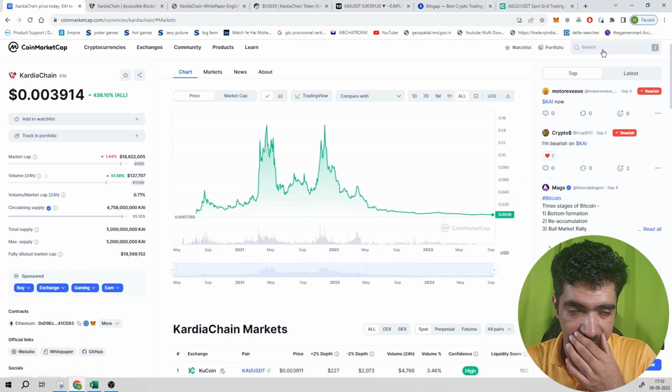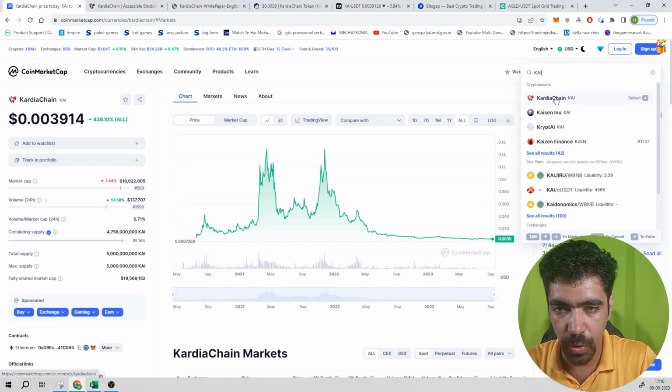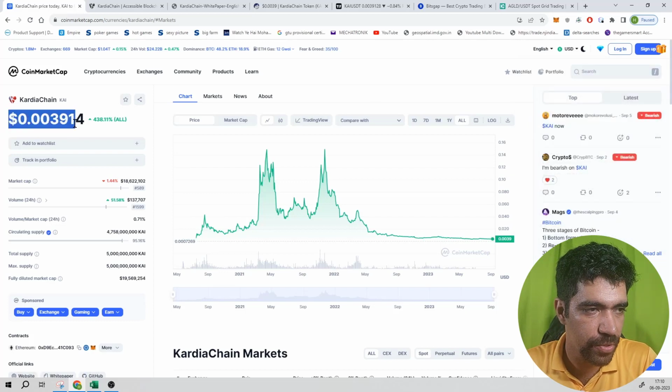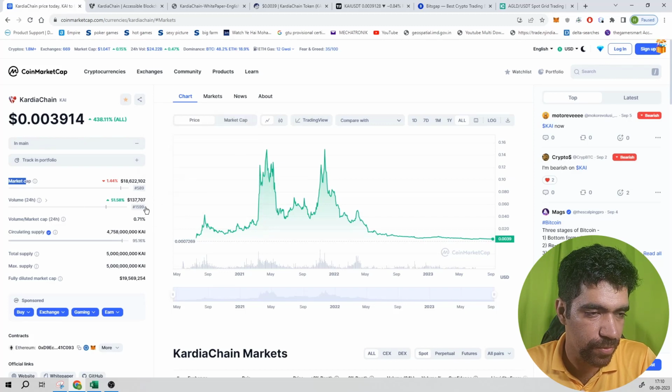First of all, let us start with the CoinMarketCap website. The ticker is KAI and the name of the token is Cardia Chain. It is trading at a price of $0.003914. It has a market cap of $18.6 million, with a rank of 589, and a trading volume of $137,000, with a rank of 1599 respectively.